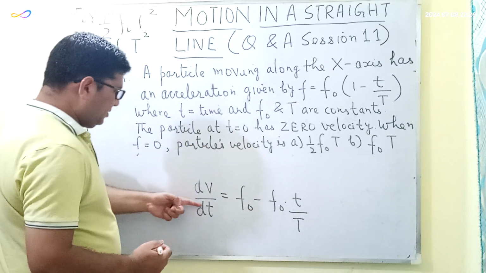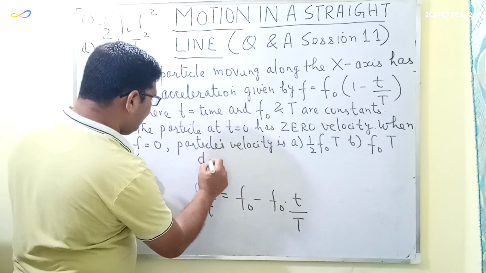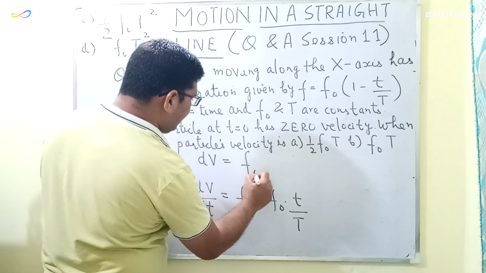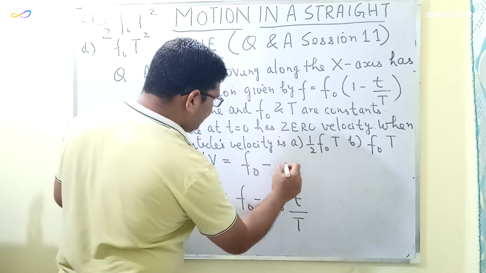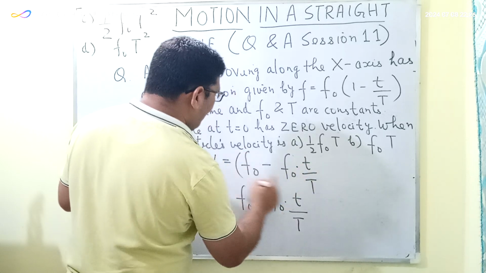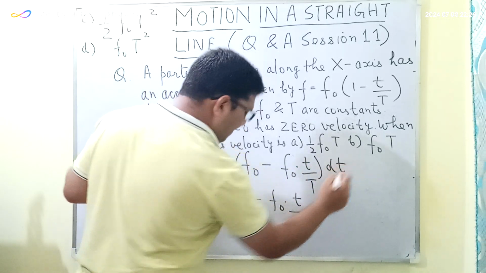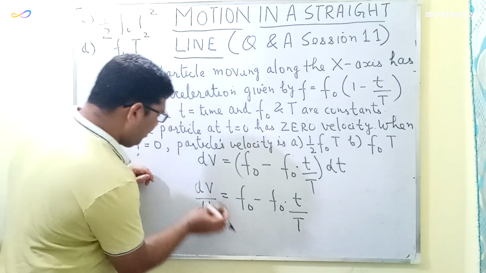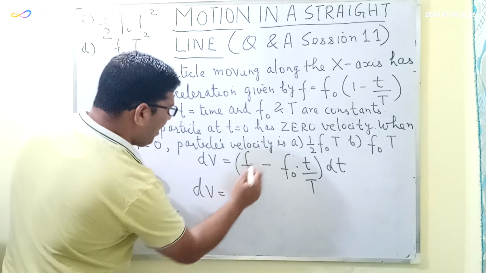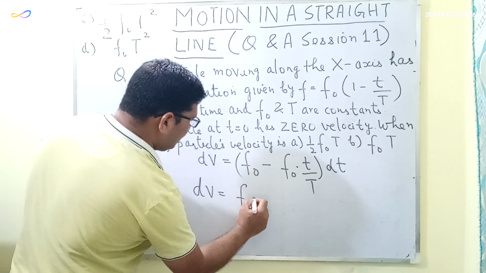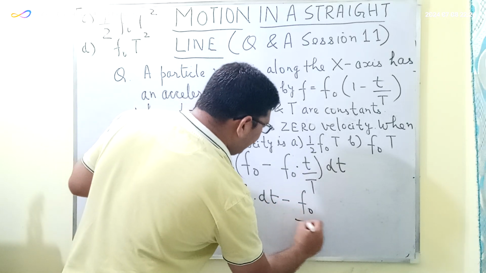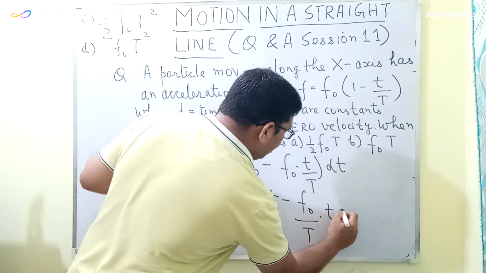Now this equation can be written as dv is equal to, this dt will be taken on the right side of this equation, so I will be getting the equation as f naught minus f naught t upon capital T dt. Now this can be written as, dv can be written as f naught dt minus f naught divided by capital T t dt.